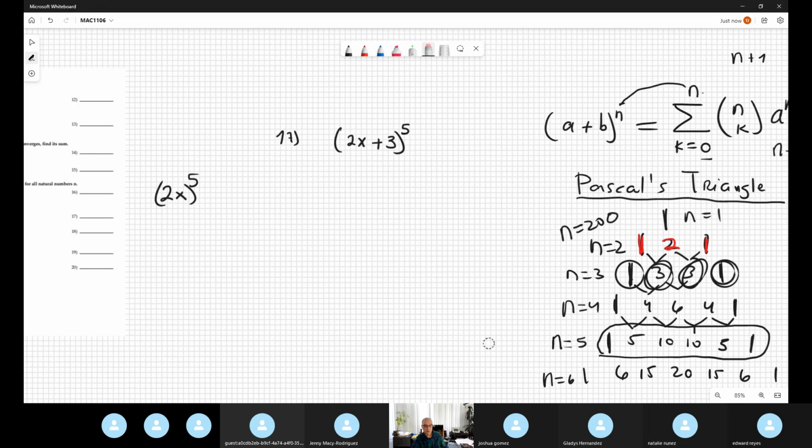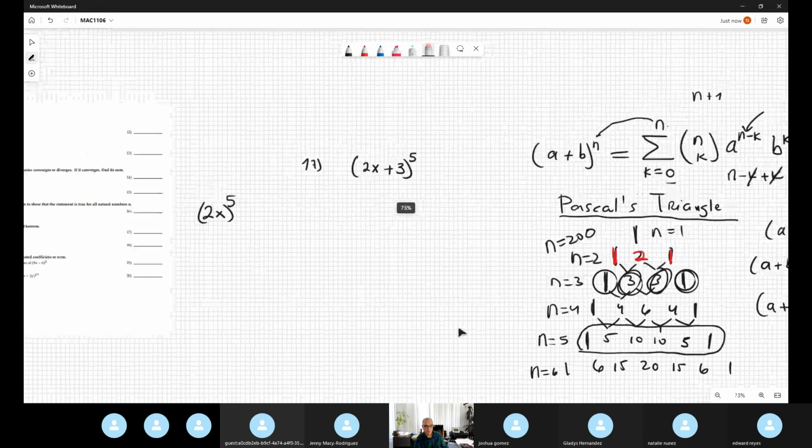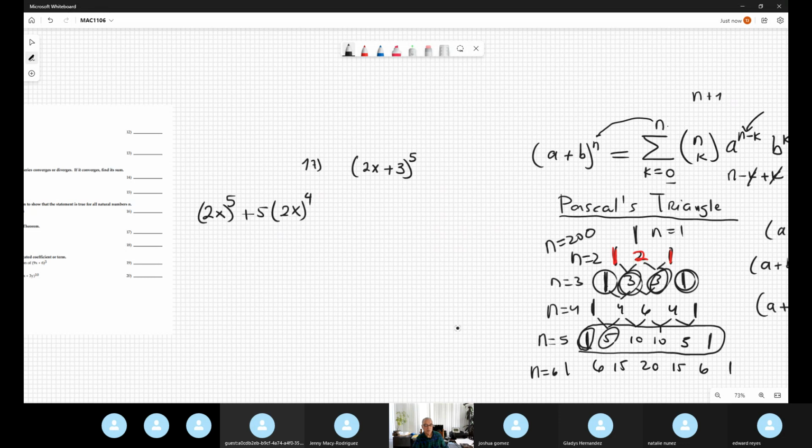What is the next? Well, the next is the coefficient 5. Now next is 5 times what? (2x) to the 4th power, because I decrease 5 minus 1 to 4, and 3 to the 1 power. And remember 4 plus 1 is 5. Plus, what is the next coefficient? 10. 10 (2x) to the 3rd power and 3 to the 2nd.